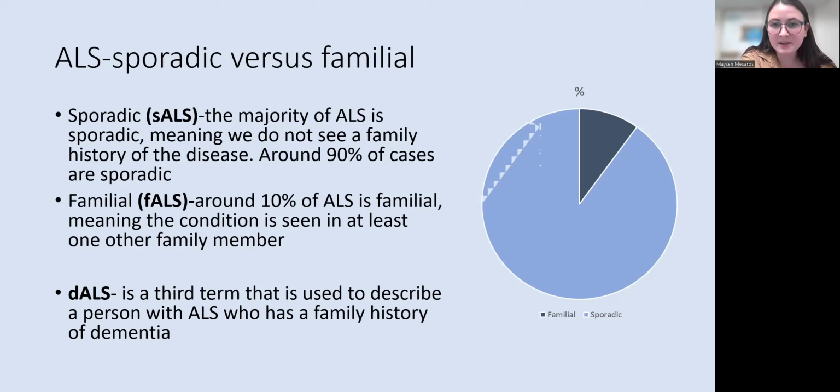Familial ALS is when somebody has ALS, but also has a relative that's affected with the condition. So that might be a parent or a sibling or an aunt or an uncle. And familial ALS, which we call FALS, makes up around 10% of all ALS. So it's the minority. There's a third term that is occasionally used, and I'll elaborate more on this later, but that's DALS. And that is referring to when somebody has ALS. They don't have a known family history of ALS, but they may have relatives with dementia. And I'll talk more about why that's relevant.